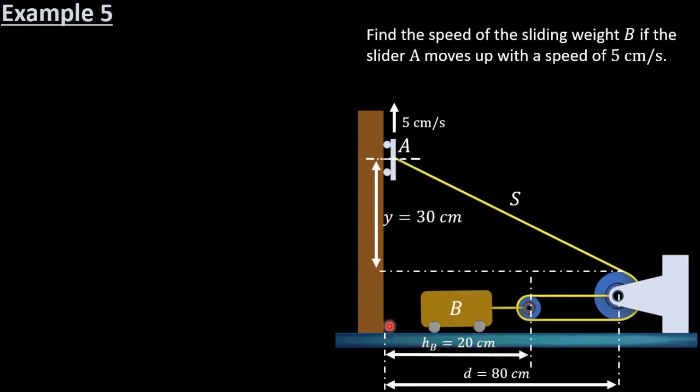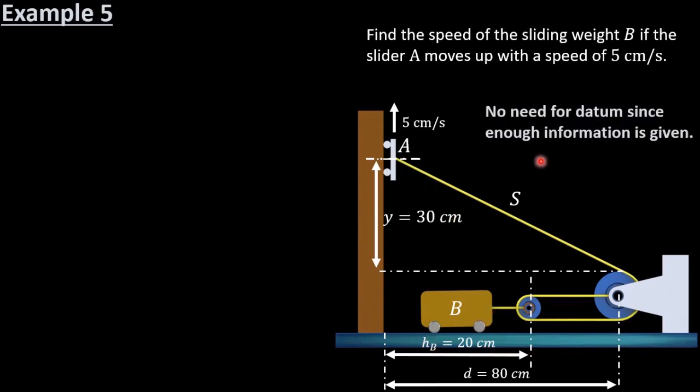And we're told the distance from this line here down to this line, which goes through the center of this fixed pulley, is d, which is 80 centimeters. And that is going to be constant. Okay, so d is going to be constant because this pillar here is fixed, this pulley is fixed, and h sub b is going to be a variable length. Okay, so that can change with time. So h sub b dot would be the speed of the sliding weight.